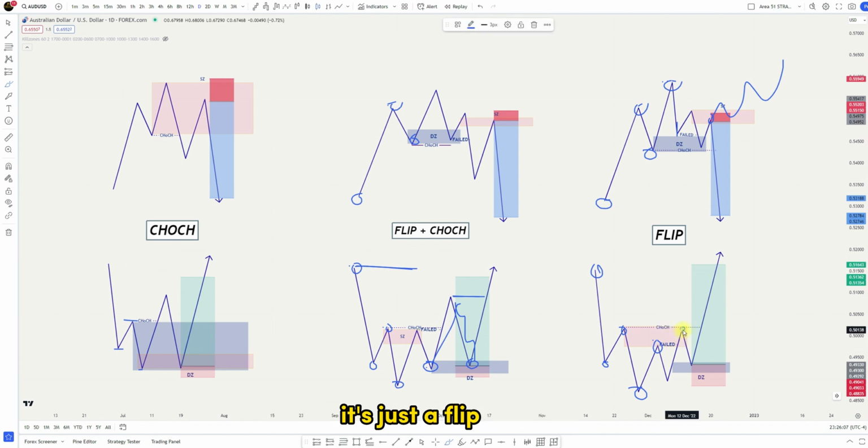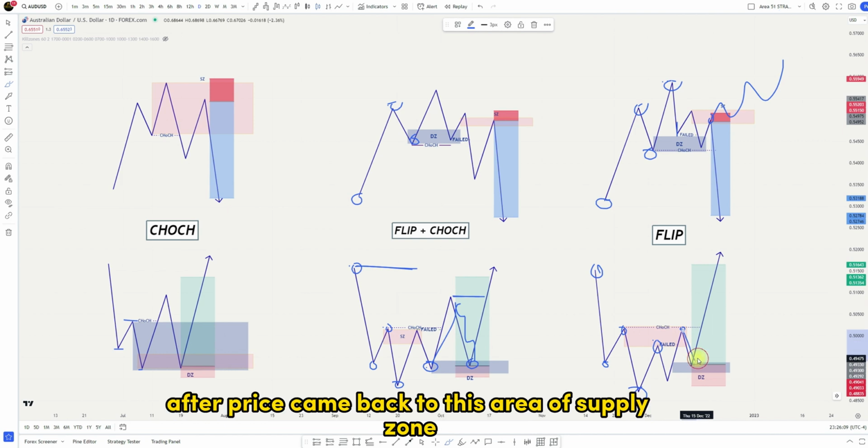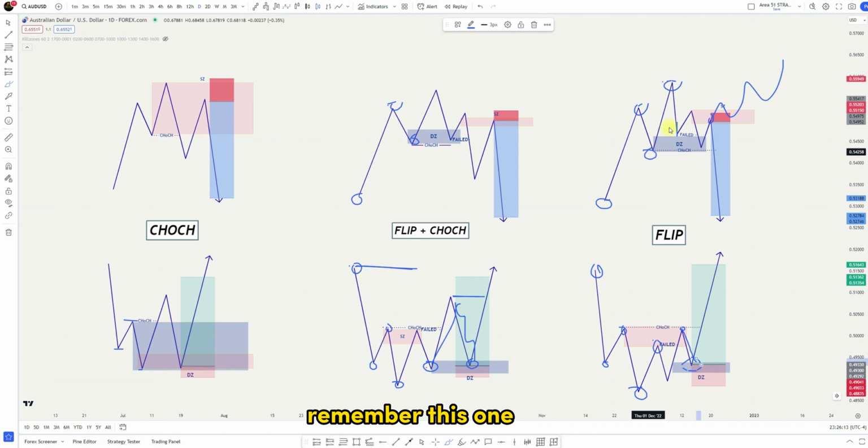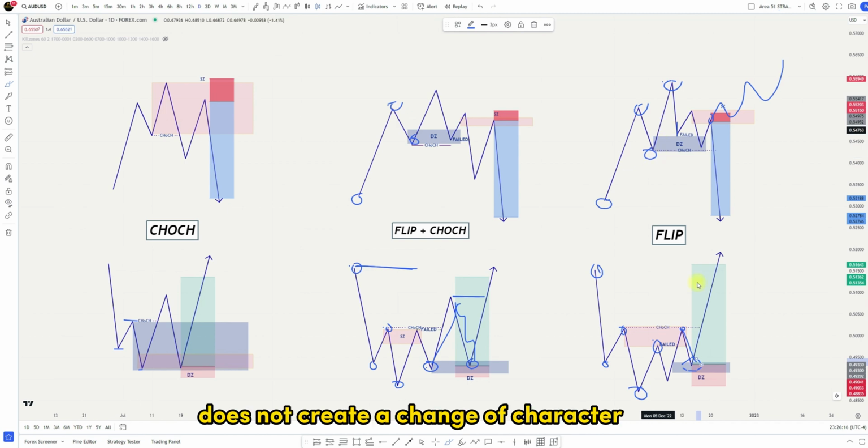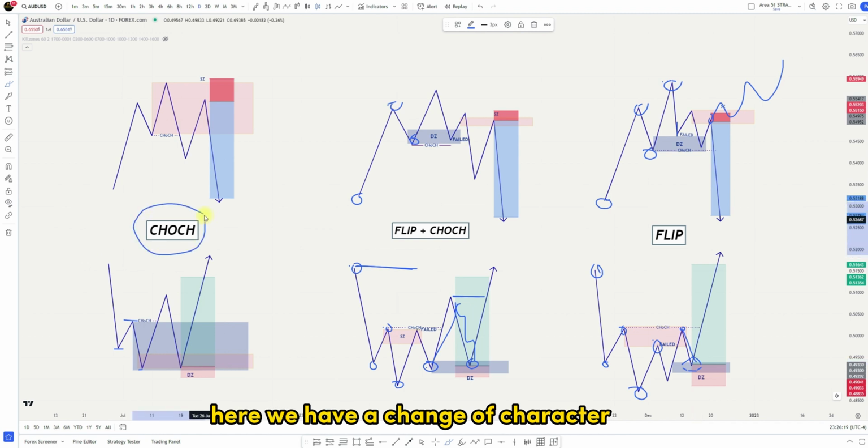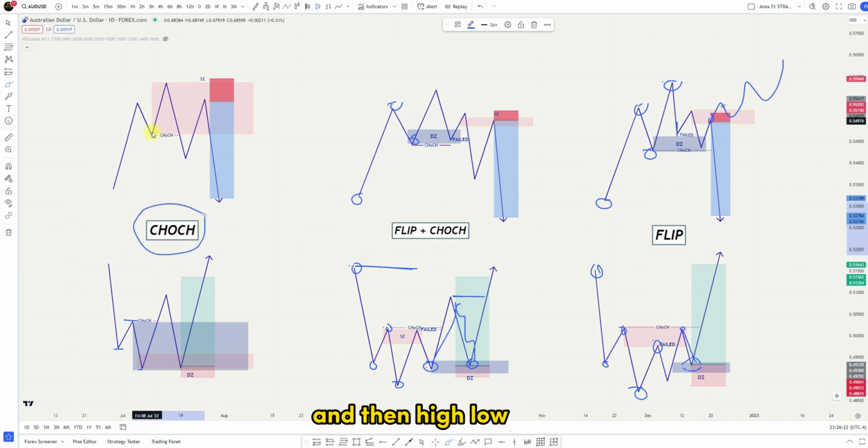So price creates a higher high, but not a change of character. It's just a flip, and then price comes back. After price came back to this area of the supply zone, we're just going to buy it. Remember, this one does not create a change of character. It's just a flip. The first one is a change of character. Here we have a change of character, price going up, and then a higher low, and then a higher high, a straight up change of character. This is the model we call change of character.